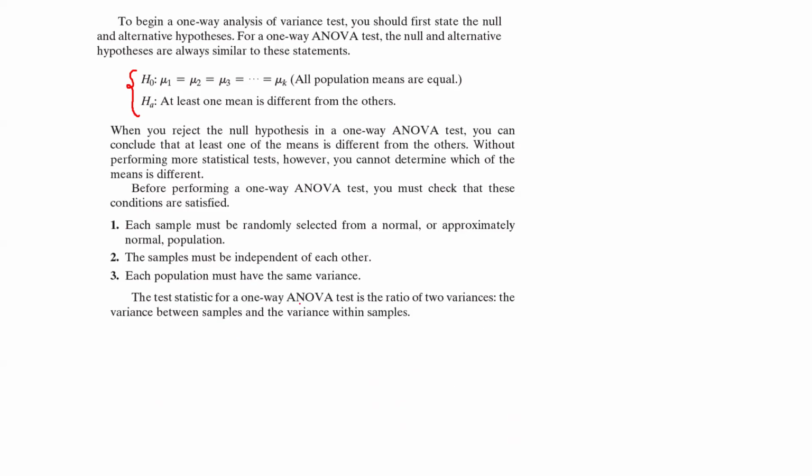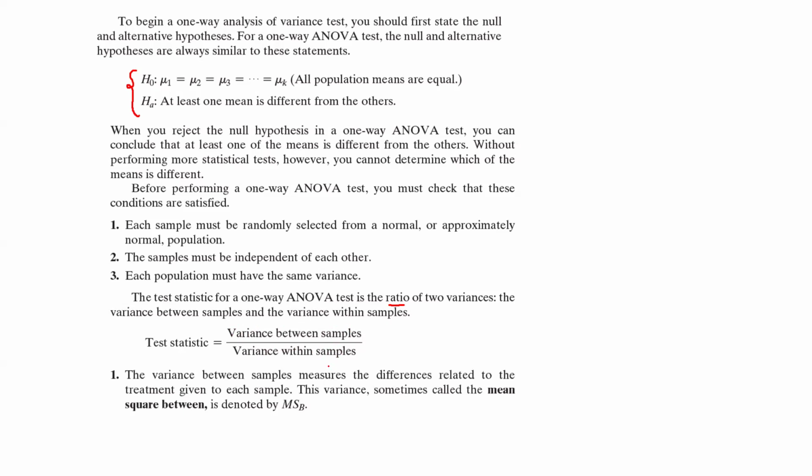The test statistic for one-way ANOVA test is the ratio. It's a fraction of 2 variances: the variance between samples and the variance within samples. So your test statistic that requires a lot of calculations is a fraction. On the numerator of your fraction, you have the variance between samples, and on the denominator, you have the variance within samples. The variance between samples measures the difference related to the treatment given to each sample.